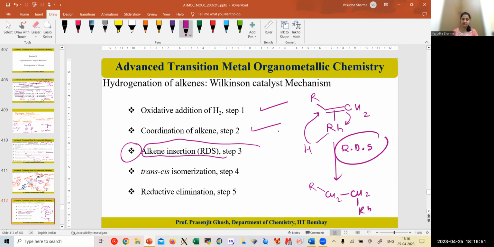So this step is very, very important because it's the slowest step. The slowest step among all the catalytic steps is called the rate determining step. So the trans-cis isomerization that we have seen, and ultimately a reductive elimination to have the product back.